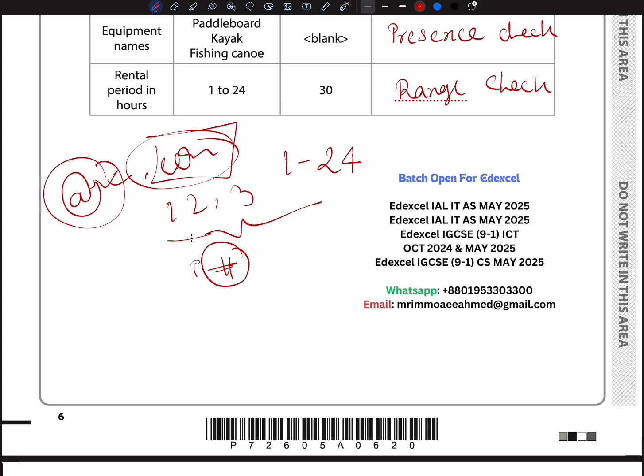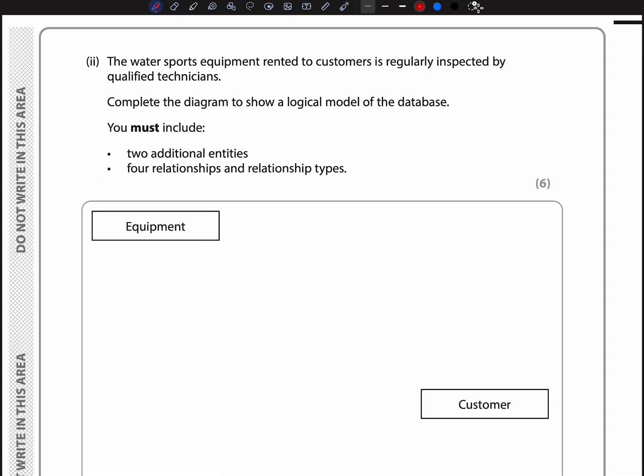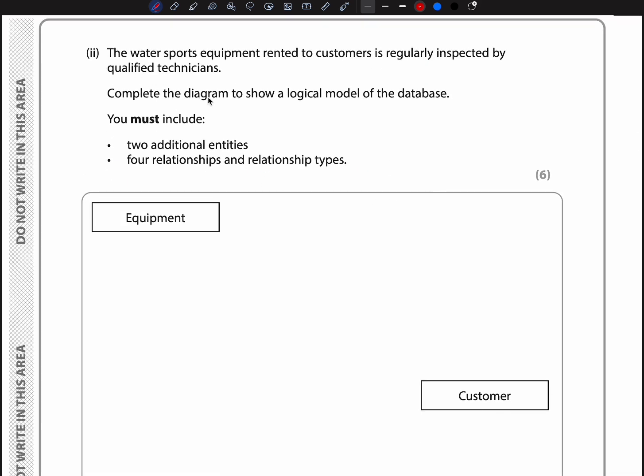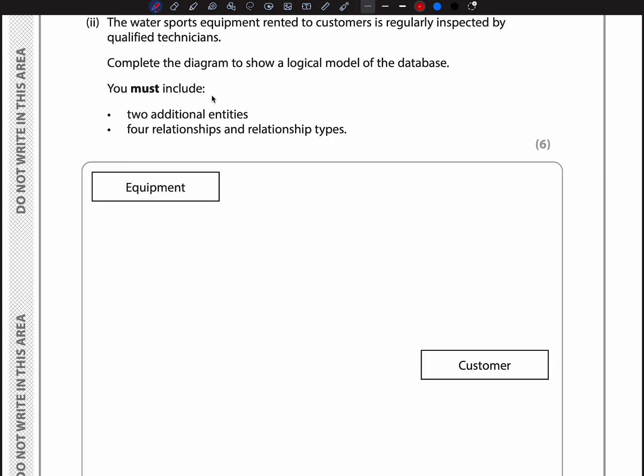Now we'll move to the next question. Number 2 is saying that the water sports equipment rented to customers is regularly inspected by qualified technicians. Complete the diagram to show a logical model of the database. Okay, you must include two additional entities and four relationships and relationship types. So the relationship type is 1:many, and a relationship is where we have to connect two boxes, right?